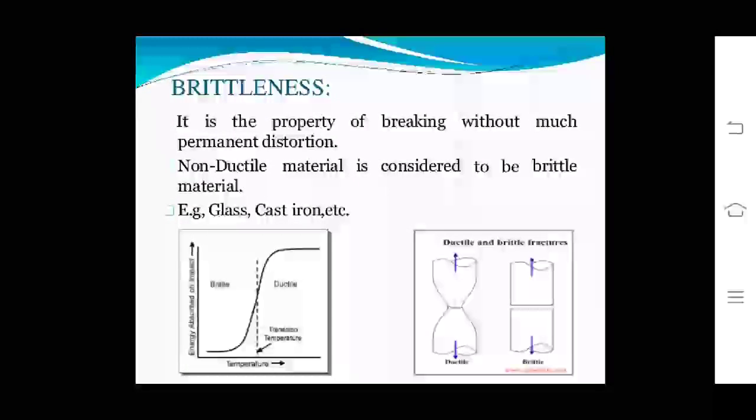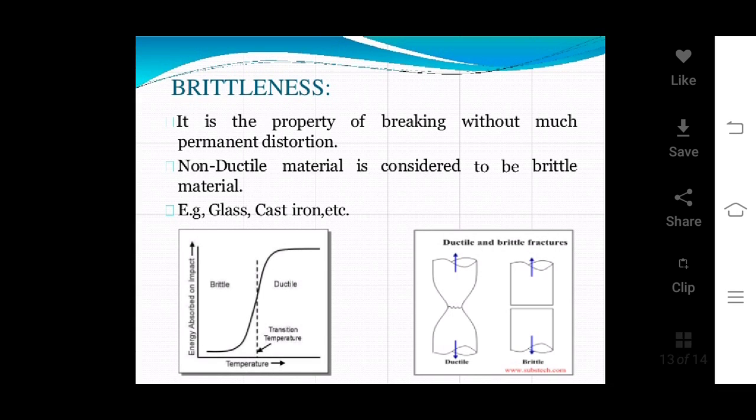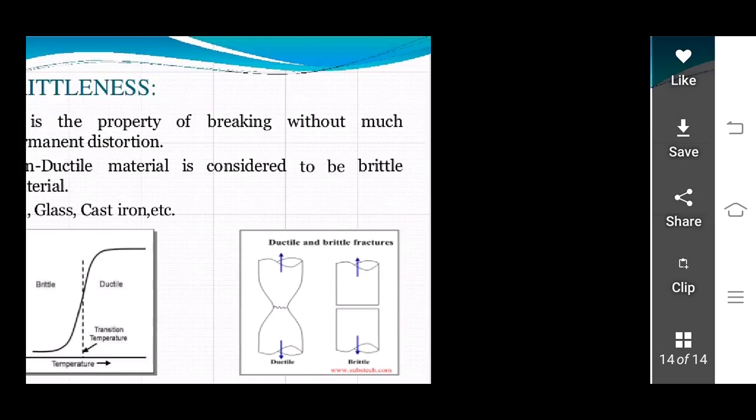The next property of metal is brittleness. It is the property of breaking without much permanent distortion. A non-ductile material is considered to be a brittle material, for example, glass, cast iron, etc. But steel or metal is a material which is ductile, and hence it is used in RCC.